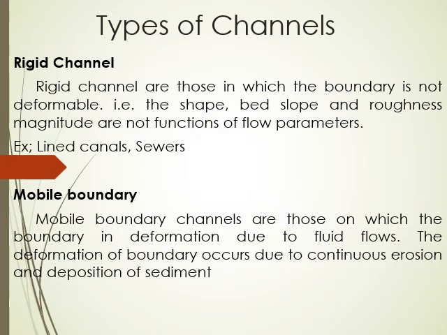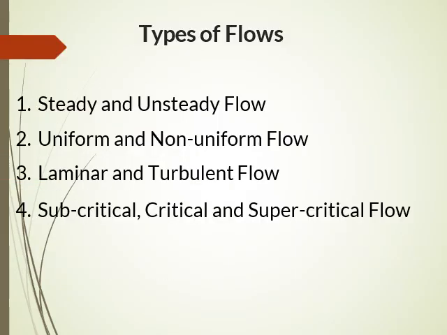Rigid: a channel in which the boundary is not deformable, that is the slope, shape, bed slope and roughness magnitude are not functions of such flow parameters. Examples are lined canals and sewers, because in lined canals and sewers, all the sides are completely covered with either concrete material or masonry structures. Mobile boundary channels are those in which the boundary deforms due to fluid flow. The deformation of the boundary occurs due to continuous erosion and deposition of sediment.